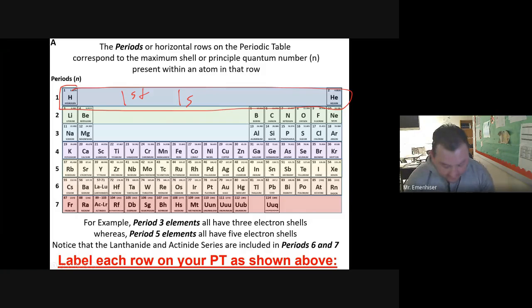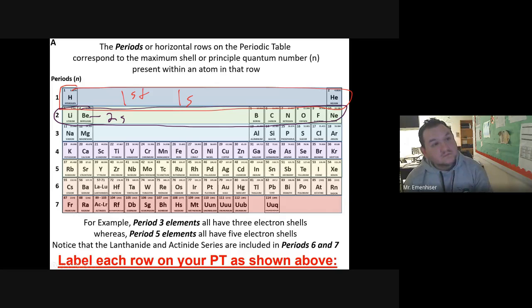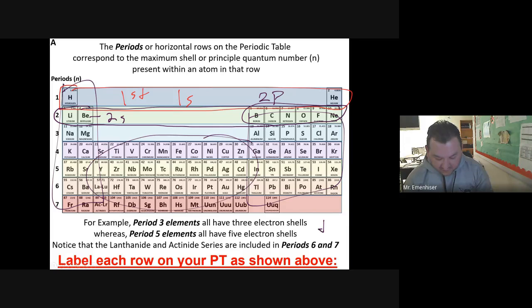Then we have the second period, which is these two all the way over to these 6. These two right here make up the 2s, and then these 6 make up the 2p. Remember we have 4 shapes, s, p, d, and f. The s's are over here, the p's are over here, the d's are in the middle, and the f's are down here at the bottom of the periodic table.